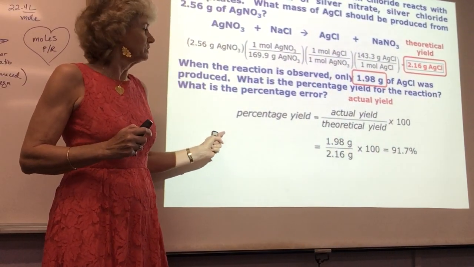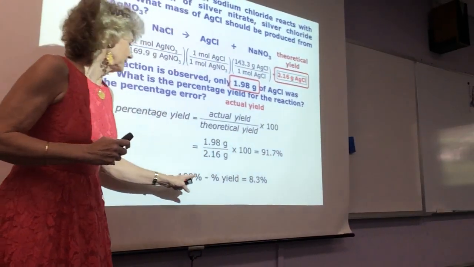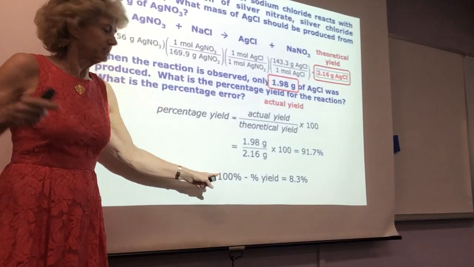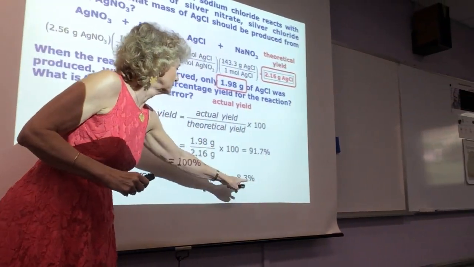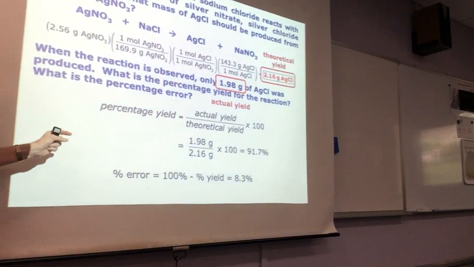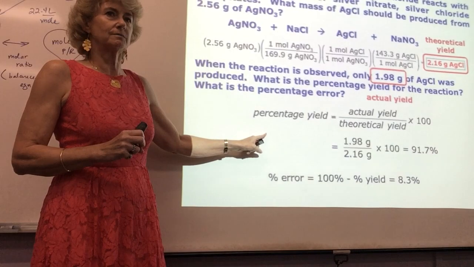100. From 100. So the percent error then is 8.3. And now we're subtracting numbers with, this could be 100.000, right? This is the determining factor here, one digit. So this is the easy way to calculate percent error from percent yield.